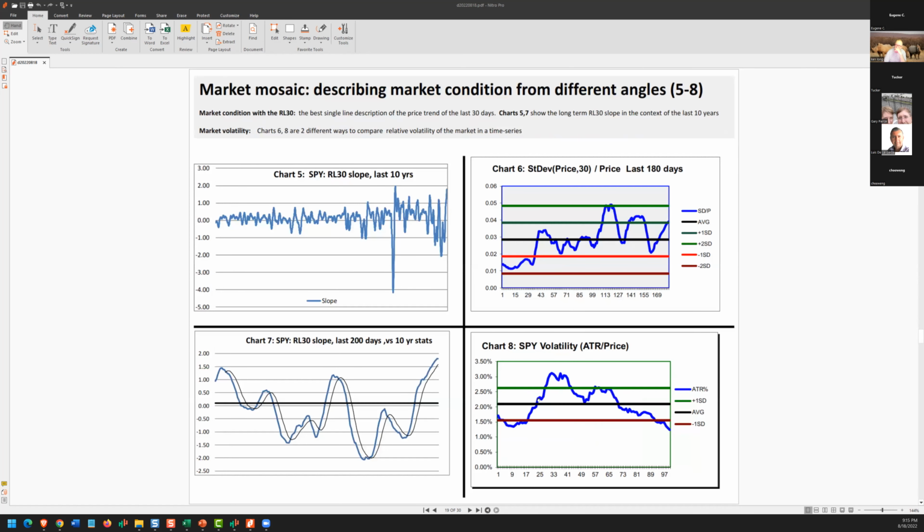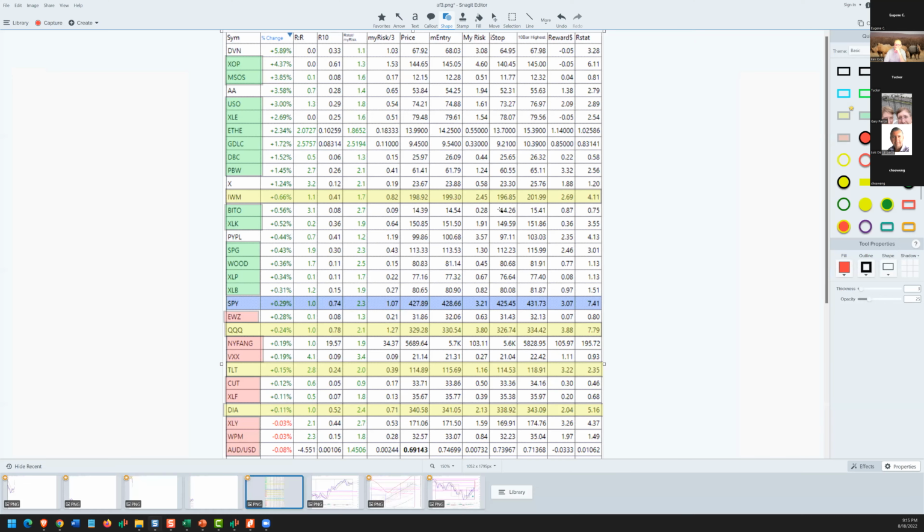More stats. Enough of that. Some sniper trades today.